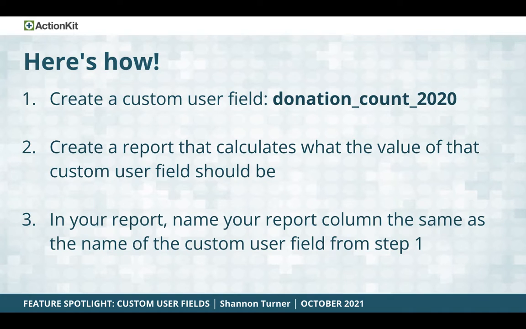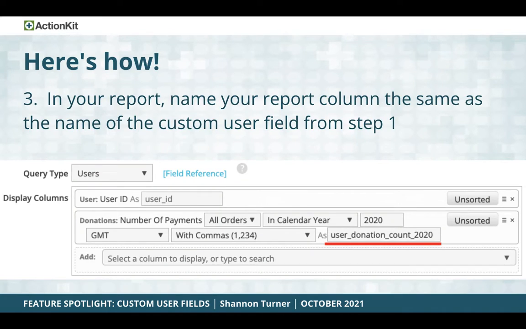Next, we're going to create a report that calculates the value of what that custom user field should be for that user. Step 3, in your report, you're going to name your report column the same as the name of the custom user field from step 1. So let's take a closer look at what I mean, because that might be a little confusing. We named that custom user field Donation Count 2020. So now I need to name my report column that, so that when I import this in a couple of steps, it's going to know exactly where to put the information.